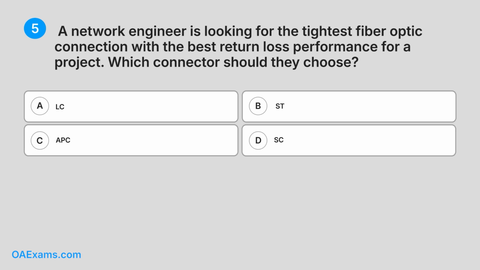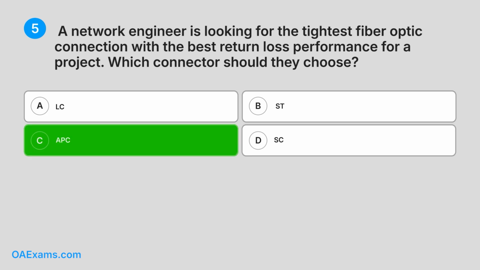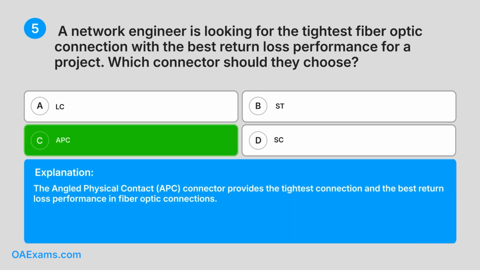Correct answer: C. APC. Explanation: The angled physical contact (APC) connector provides the tightest connection and the best return loss performance in fiber optic connections.